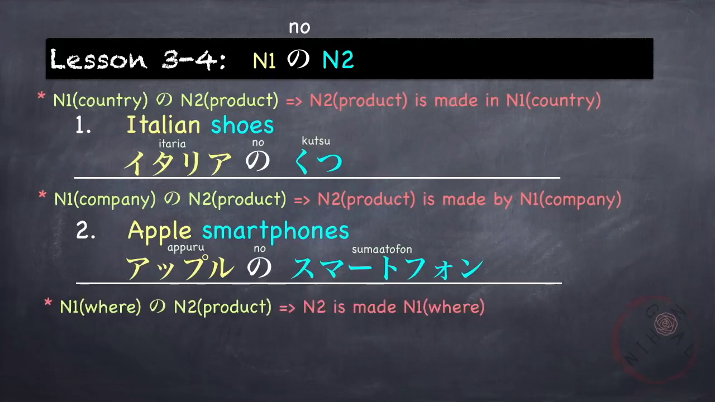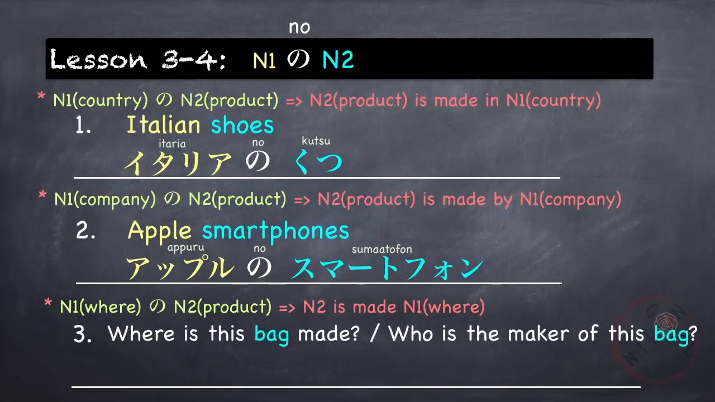And lastly, N1 could be unknown. So how do we ask where a product is made or which company made a certain product? For example, where is this bag made? Or who is the maker of this bag?